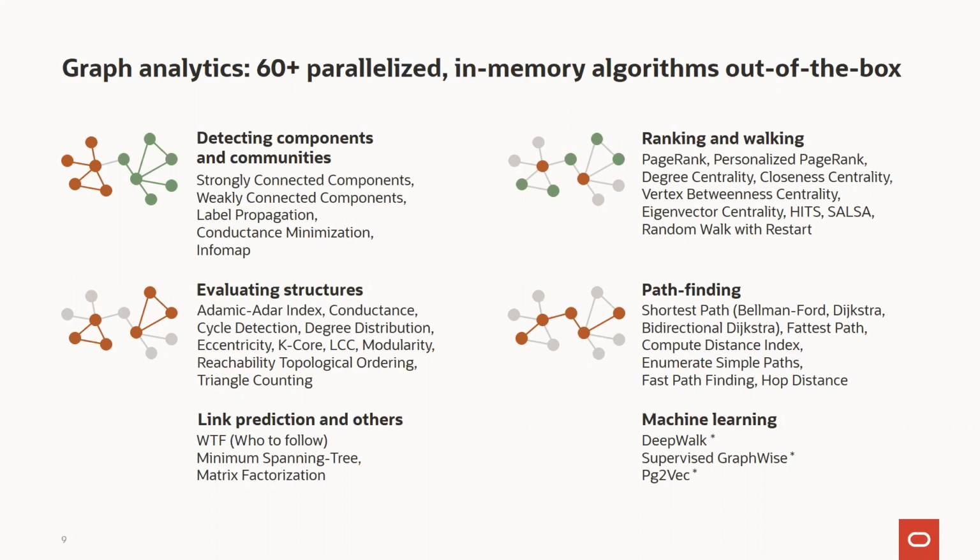You can find how close nodes are connected using the algorithms for evaluating structures, for ranking and walking. Multiple algorithms are available for different types of page rank, the centrality metrics, for finding out the betweenness and closeness, the eigenvectors, or the random walk with restart. They're all very helpful in identifying who is influencing in a community.